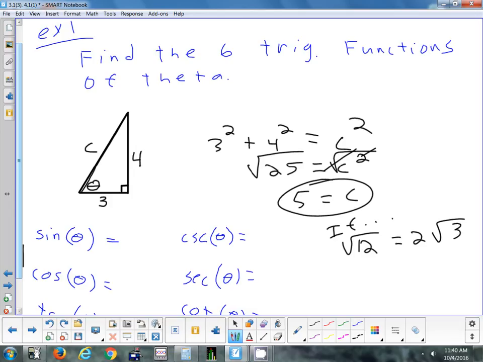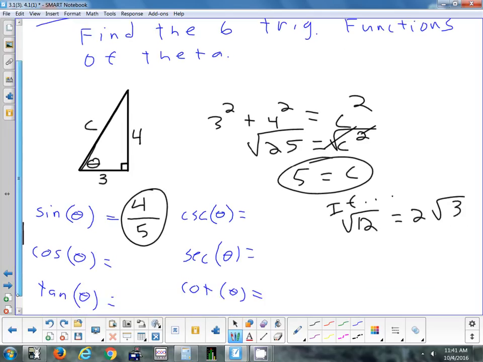All right, so let's start with our sine. How about Shannon? What's my definition for sine? It's what divided by what? Opposite over hypotenuse. Okay, what's the opposite in this case? 4. And the hypotenuse? 5. That's it. So the sine is 4/5.